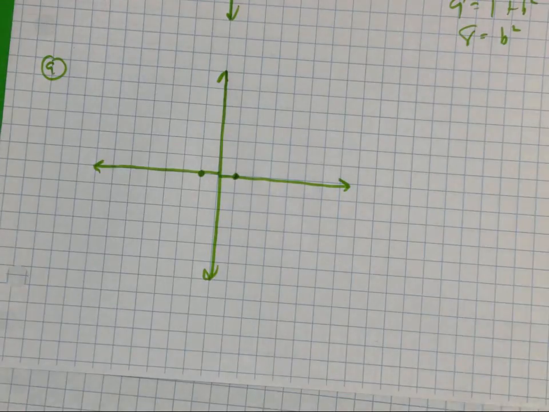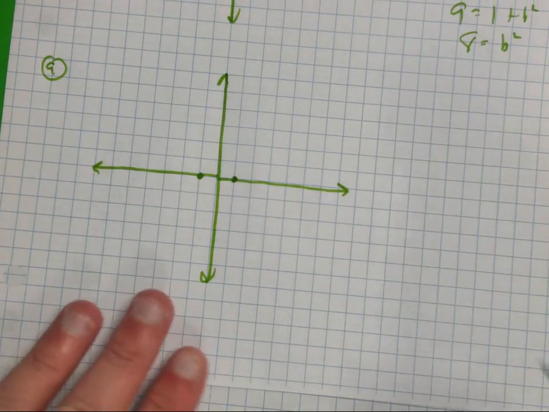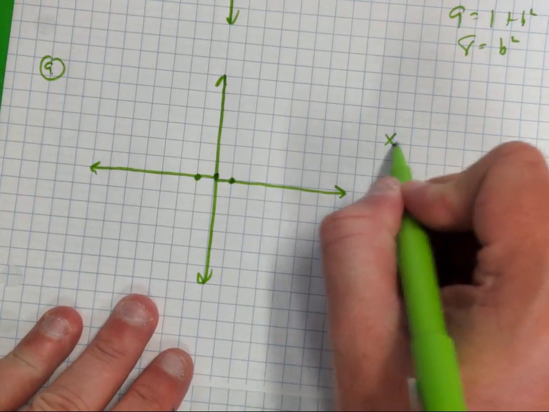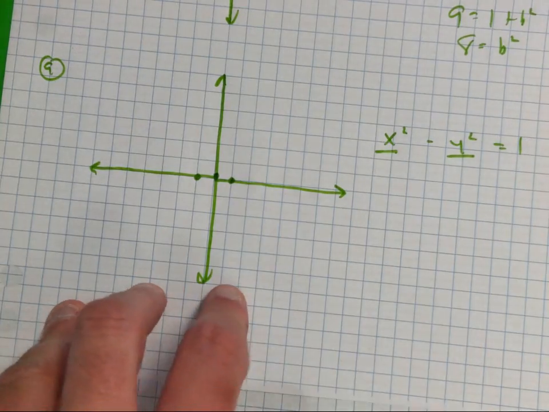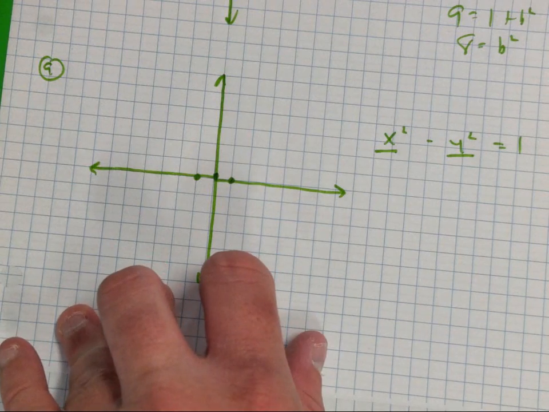When I look at the vertices, they're on what type of axis? Horizontal, aren't they? So this is what type of orientation? Horizontal. Would you put your X or Y first? X. Very good. Now, the center is in between the two vertices. What's clearly in between those two? 0, 0. It's at the origin. So I can write X squared minus Y squared equals 1. And I need to put X first because it is a horizontal hyperbola.